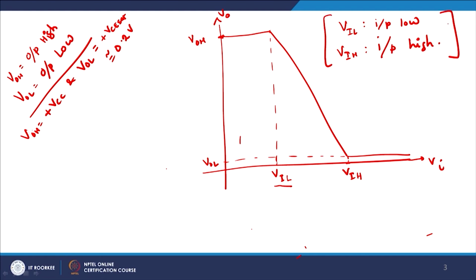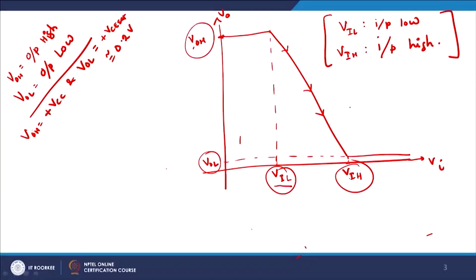So I get 4 conditions or 4 biases: VOH, VOL, VIL and VIH. VIL and VIH are input low and input high. Input low primarily means the maximum value of your input in the low condition for which the output will actually be registered as 1, and VIH is the minimum value in the high condition when the output will be read as 0. So you have to be very careful about the meaning of VIL and VIH.